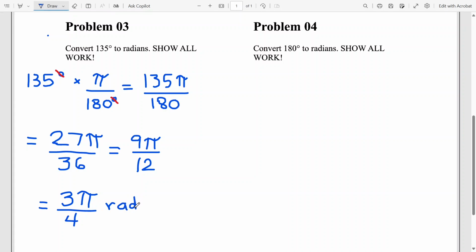And notice here, I'm always keeping the pi. I'm not trying to approximate it. Keeping the pi written as is, this is the most exact answer you can have.